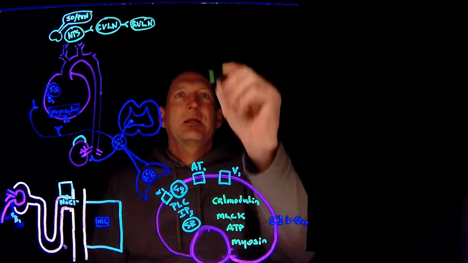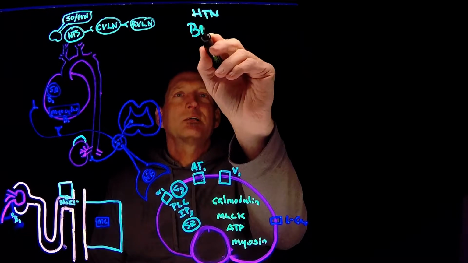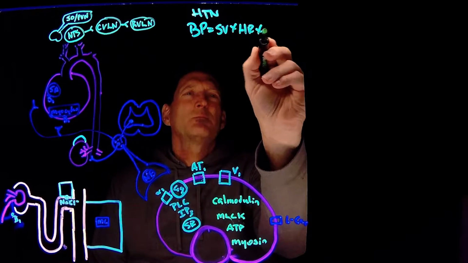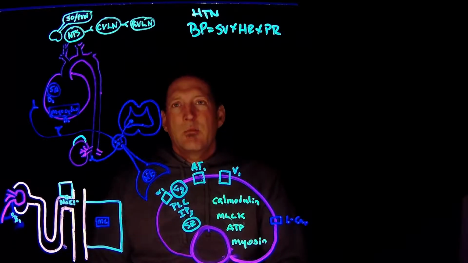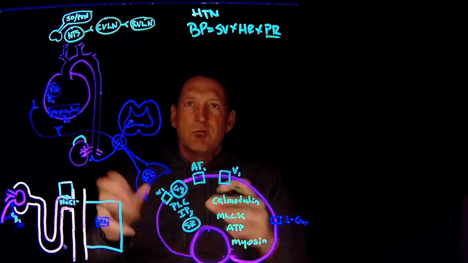When you're looking at hypertension, the things we're considering are the variables that determine blood pressure. Blood pressure equals stroke volume times heart rate times peripheral resistance. Now, typically when we're looking at hypertensive states, we're looking at an increase in peripheral resistance for a number of reasons.